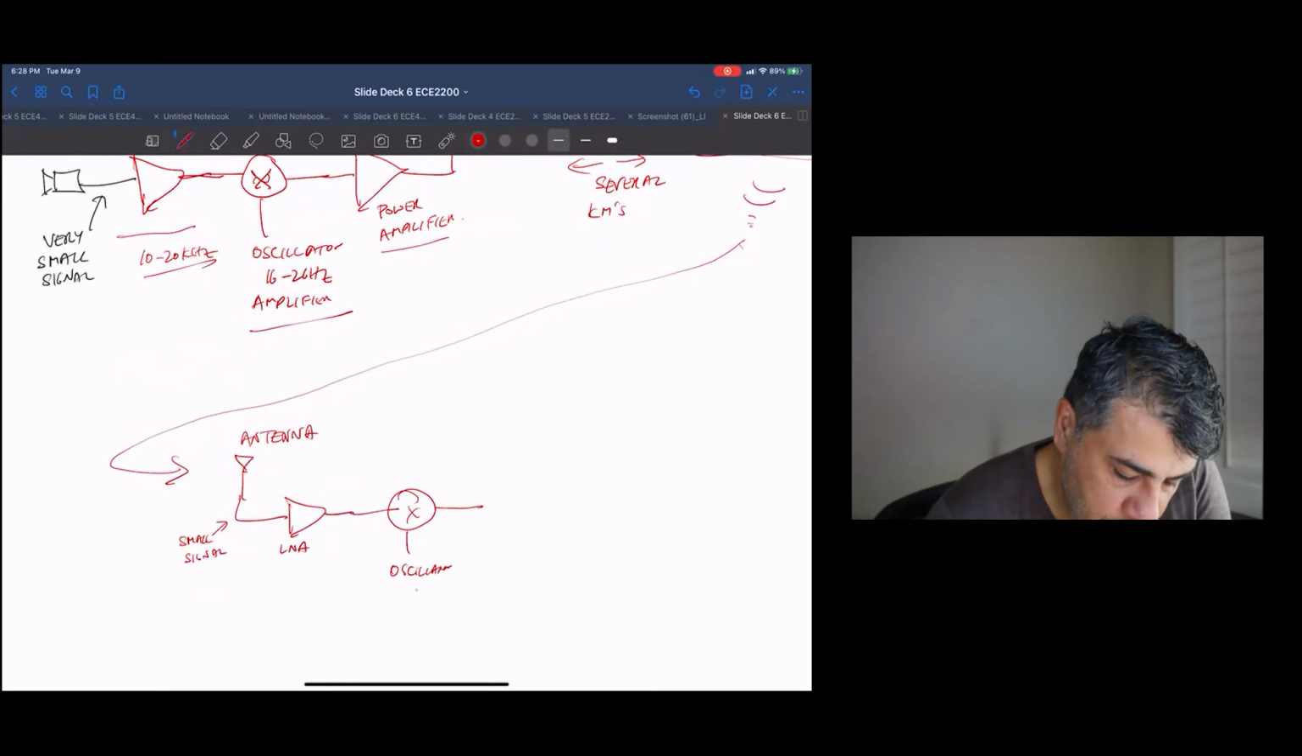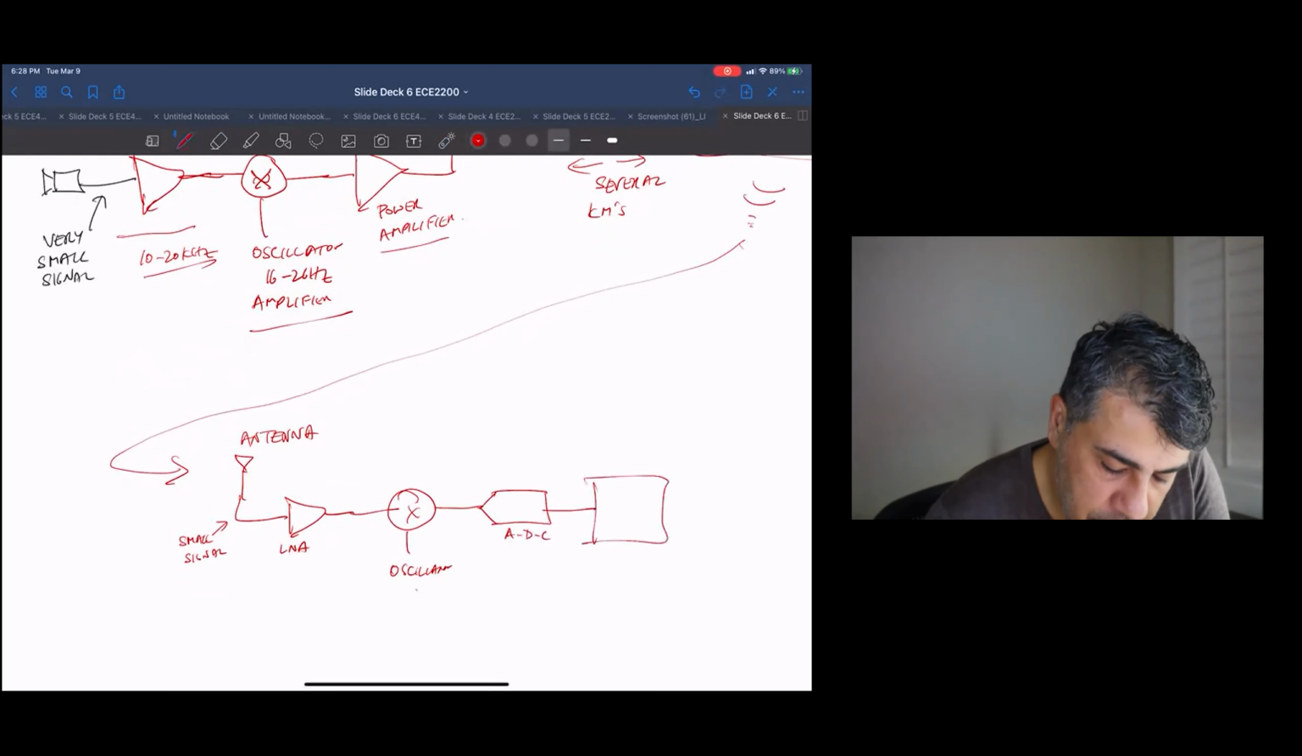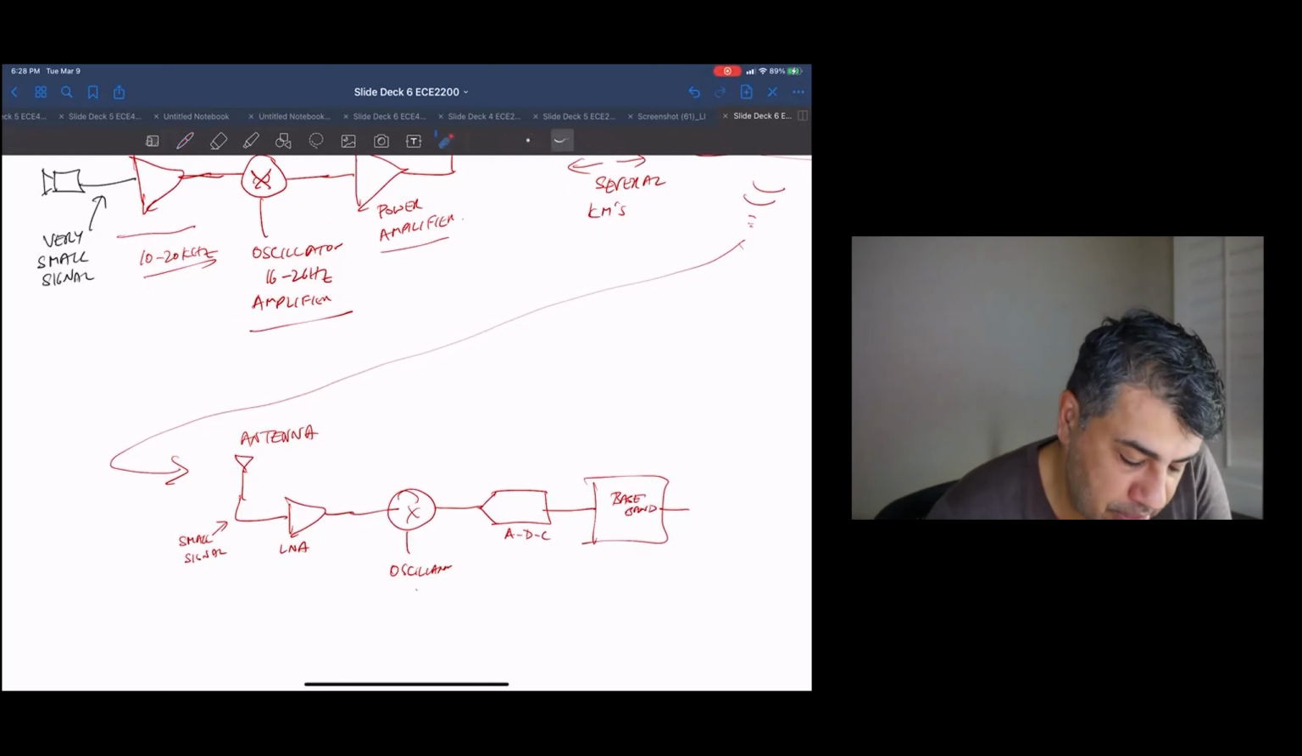And then you probably need an analog to digital converter. And then it goes into the baseband. So this is a really oversimplified version of your signal path. But here's, you know, more amplifiers.